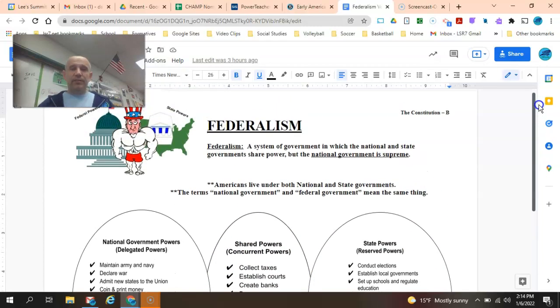And that is federalism, again, a system of government in which the national and state governments share power, but the national government is supreme. And what that ultimately means is if there's a conflict between a state law and a federal law, the federal law is supreme and it overtakes the state law.